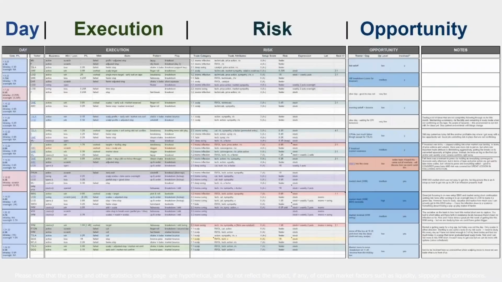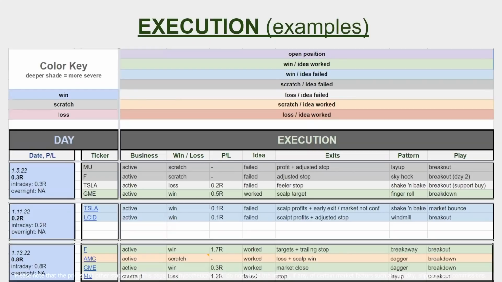Okay, so next we're going to go over the execution section. It's the next one to the right. A little bit more color coding. But really all that I'm asking myself is, how did I do on my ideas that worked? And how did I do on my ideas that failed? That's what's important in the end. There's a bunch of different columns that pertain to my specific system, my specific style of trading.